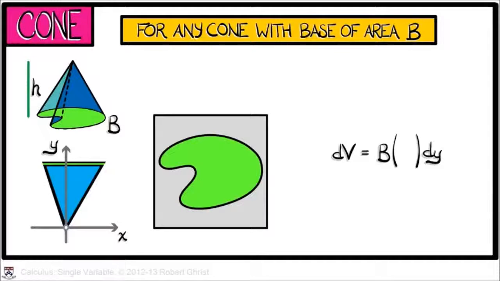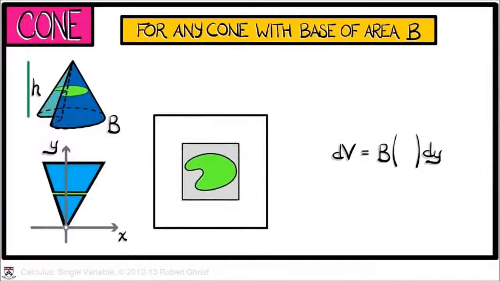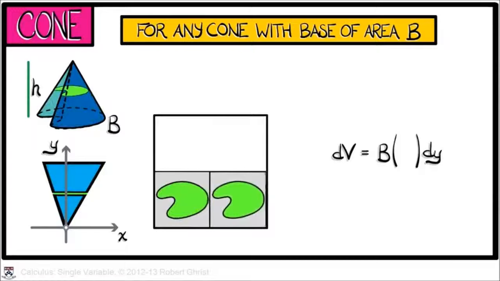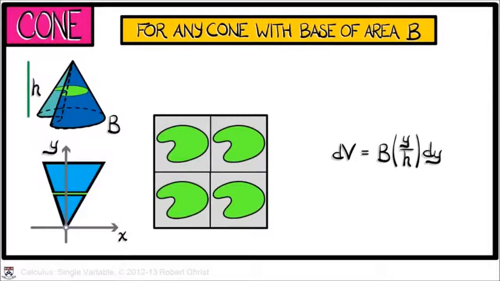Well, let's say that you go halfway down. At y equals h over 2, what is happening to the area of the slice? The area is not decreased by 1/2. Rather, it is multiplied by a factor of 1/4. That is 1/2 squared, because we're rescaling both directions. Therefore, the appropriate volume element is b times y over h squared dy.